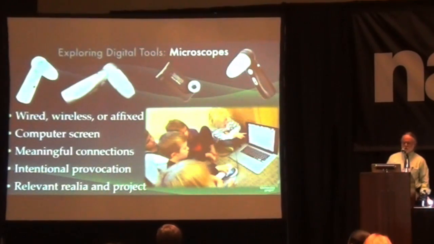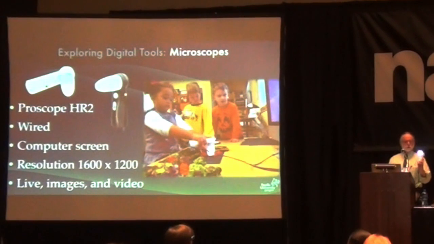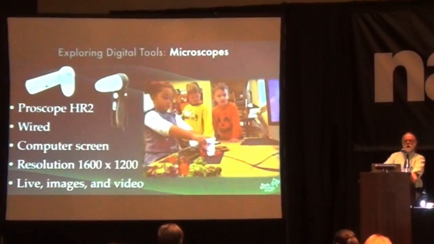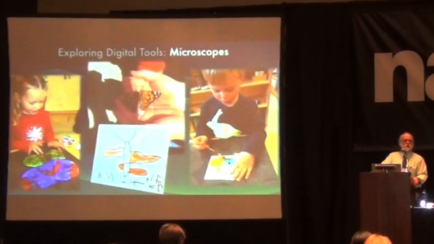And this year I brought the Proscope HR2. It's a high-resolution microscope that has a resolution of 1600 by 1200, which is really quite amazing. And I'll show you some of the images that it took, which was really breathtaking to the children. It'll do streamed live images as well as photographs and video. But you don't start with a microscope. You start with children's interest.